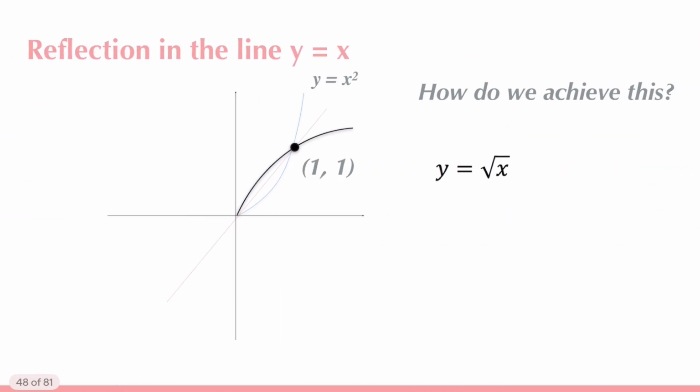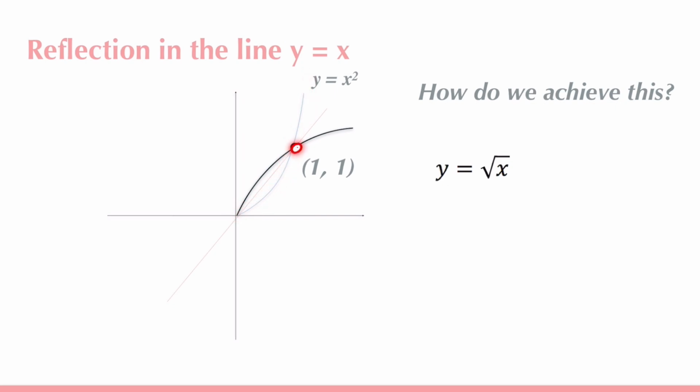So we're going to learn about a new type of reflection today, which is in the line y equals x. And this is what an inverse function is. Instead of our x-axis or y-axis acting like a mirror, we're going to have the line y equals x act like a mirror. So this is our square root function, and you can see that if that acts like a mirror, this becomes my new function here.